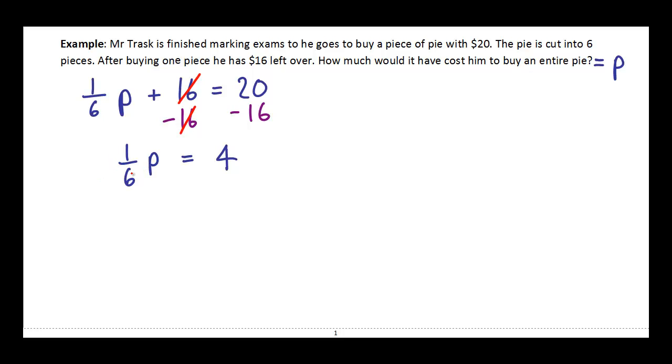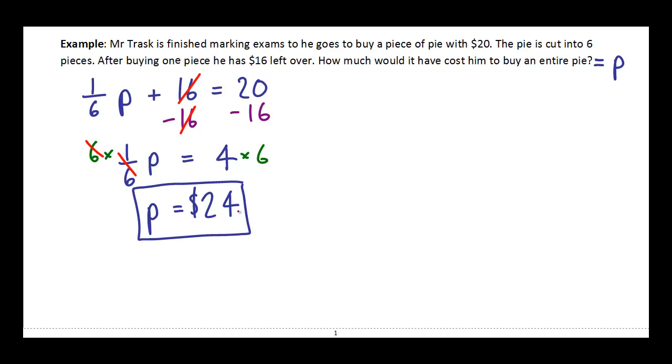So one way for me to get rid of 1/6 P is to just multiply both sides of the equation by 6. So 6 times 1/6 is going to cancel out, and I'm left with P is equal to 4 times 6, which is 24, or in this case, $24. Just looking at this answer, this looks like a reasonable result, but we're going to verify it.